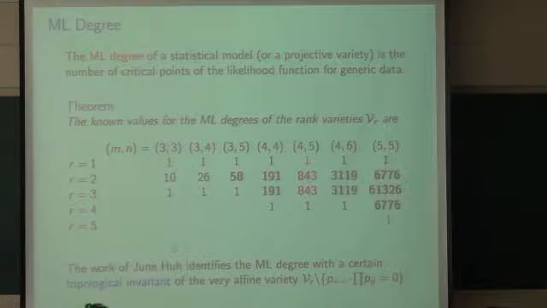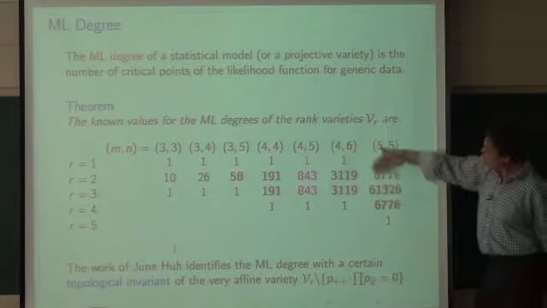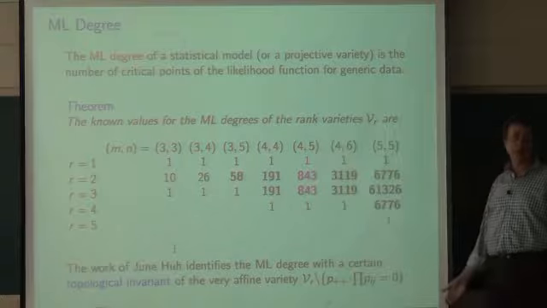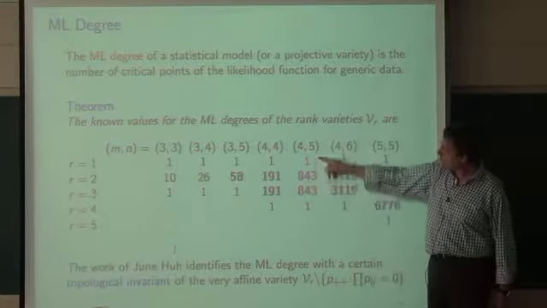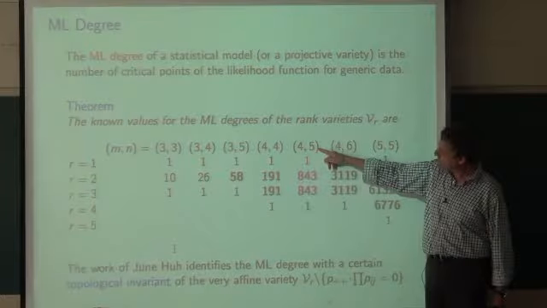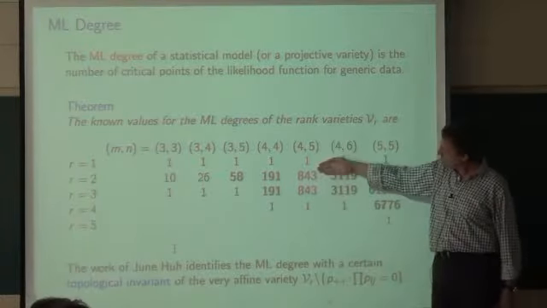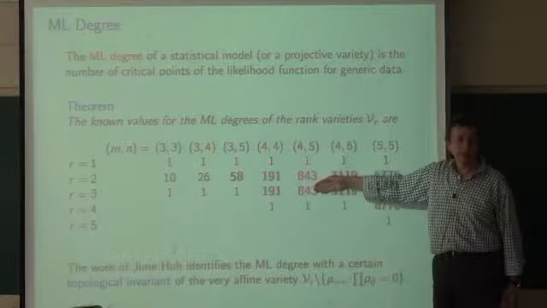Dan, anything you notice in this table? They're palindromes, right? You go down the column. This is amazing, right? So you go down the column and they're palindromes. For example, here, this 843, so for 4x5 matrices of rank 2, it's the same ML degree as this one.